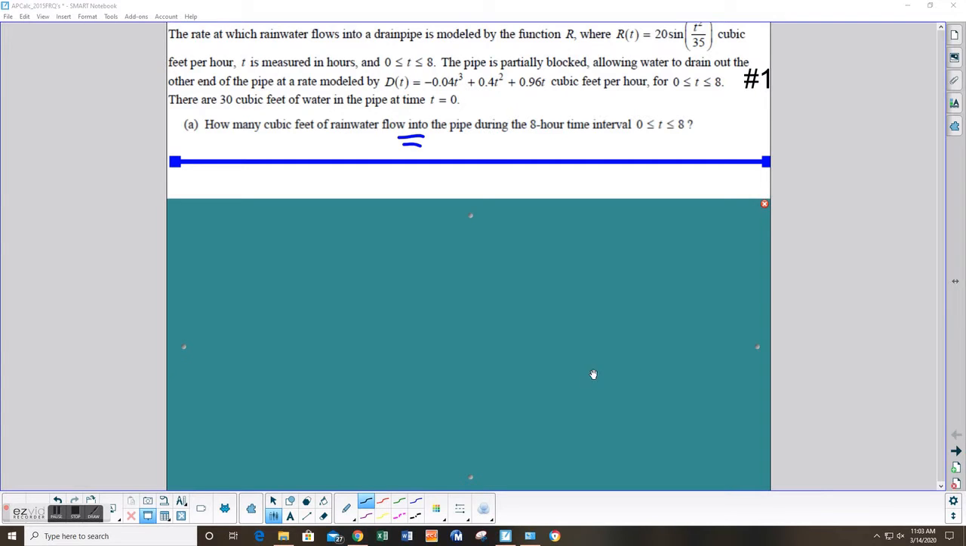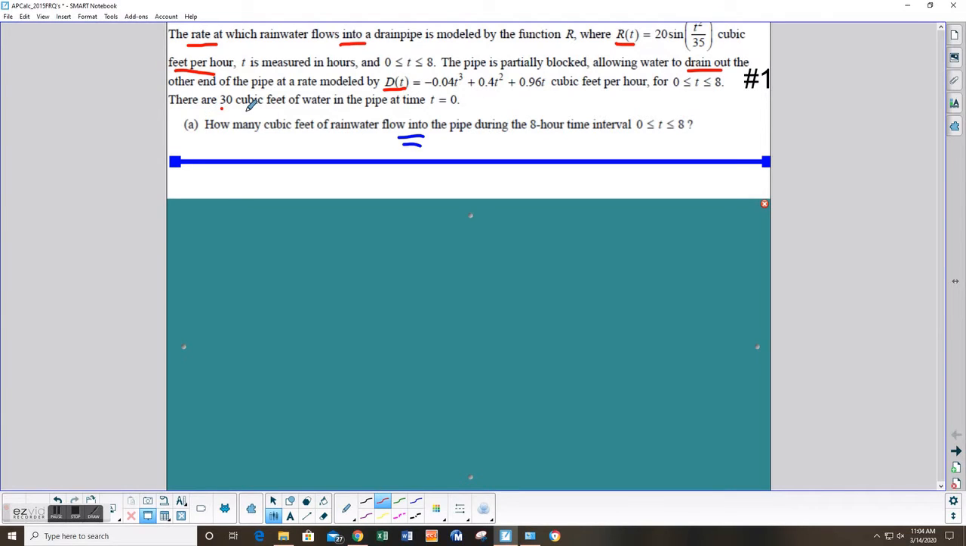We'll start by reading the question, and the question does say the rate at which rainwater flows into a drain pipe is this function R of t. Notice how the units are feet per hour. The pipe is partially blocked, allowing the water to drain out of the other end of the pipe at this rate. So this is where the water is going out, that's the rate, and this is where it's flowing into. So R is into, D of t is rainwater flowing out of it.